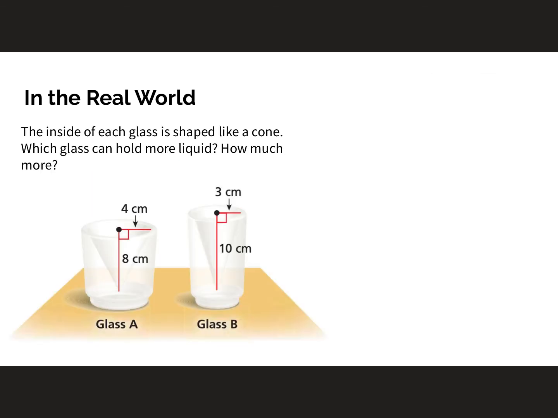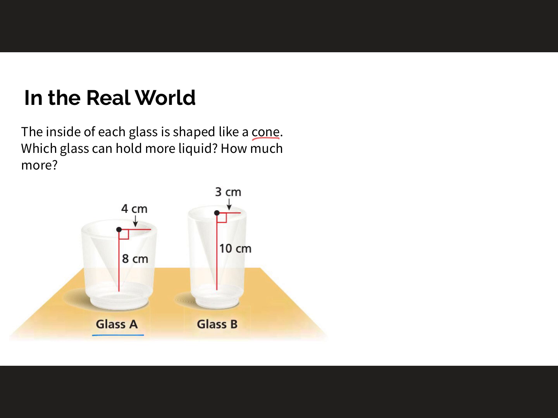Let's try one more. Okay. The inside of each glass is shaped like a cone. You guys sort of see this shadow cone here? So these are glasses and they each have a cone inside them. Which glass can hold more liquid and how much more? So I need to solve for glass A and solve for glass B. So I'll be doing two different colors. So glass A, I'm going to do in blue.